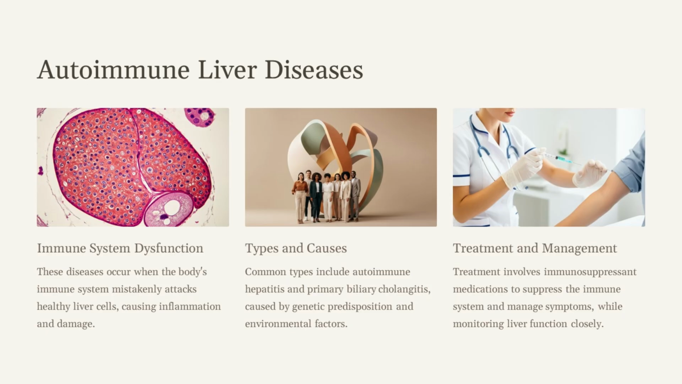Autoimmune liver diseases are a group of conditions where the body's immune system mistakenly attacks healthy liver cells, causing inflammation and damage. The most common types are autoimmune hepatitis and primary biliary cholangitis, which are believed to be caused by a combination of genetic predisposition and environmental factors.